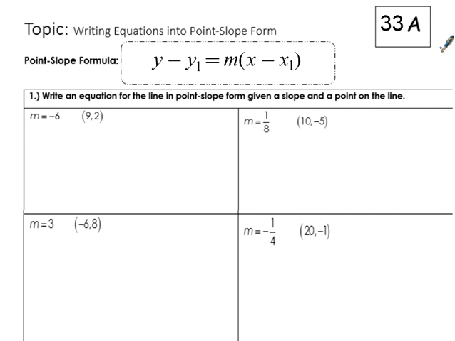Take a look. We are looking at the topic of writing equations in point-slope form, ladies and gentlemen. The point-slope form is actually derived from the slope formula. You will notice that the y minus y sub 1 is the numerator of the slope, and then the denominator is x minus x sub 1.